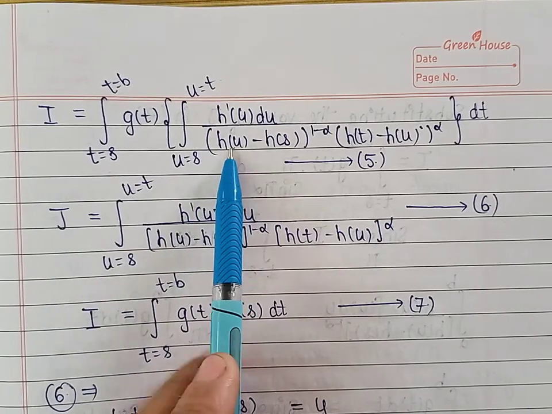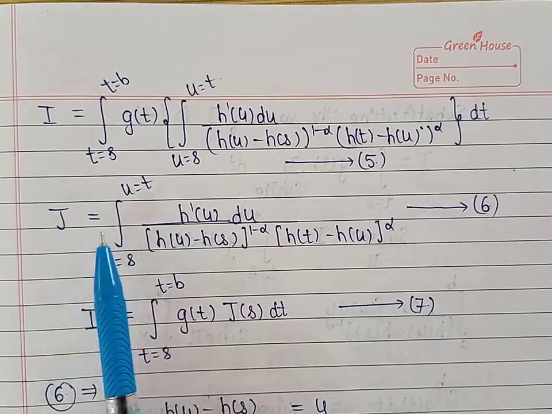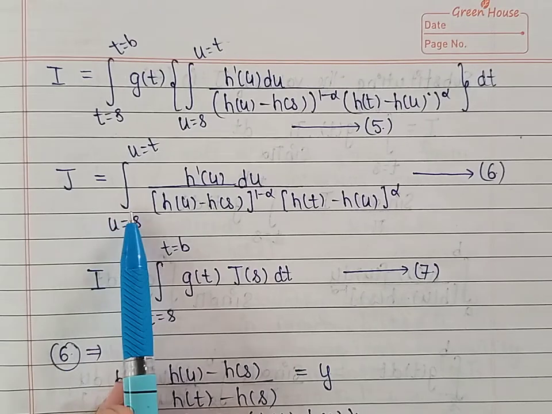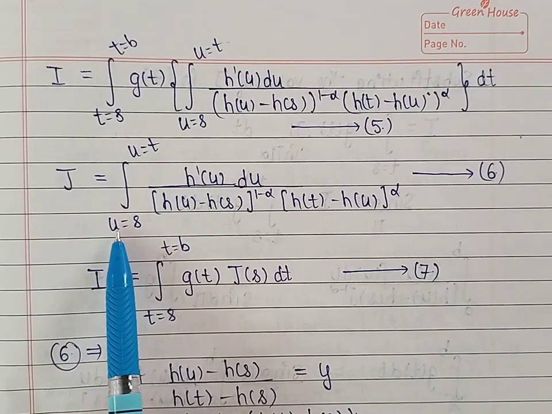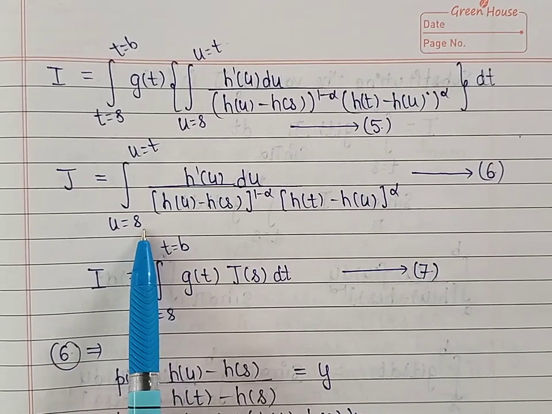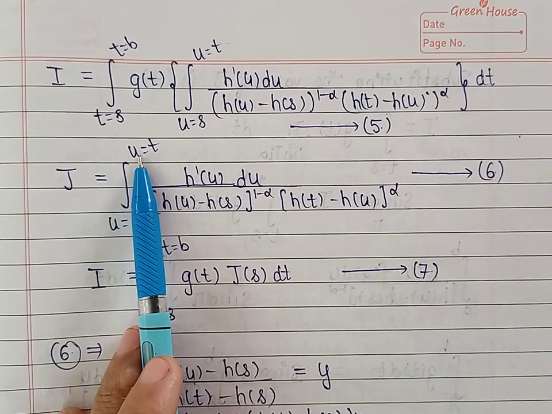Now let us consider this integral as the integral J. So the integral J is denoted by the integral in the u direction between the limits u equal to s to u equal to t.